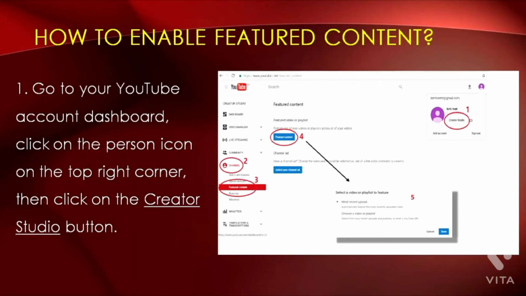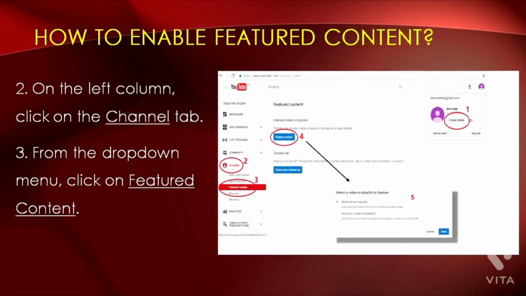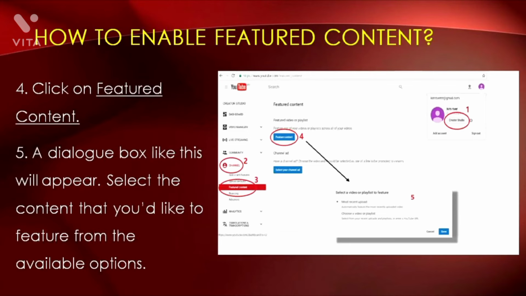Now let me show you how to enable featured content in your YouTube channel. First, go to your YouTube account dashboard, click on the person icon on the top right corner, then click on the Creator Studio button. Second, on the left column, click on the Channel tab. From the drop-down menu, click on Featured Content. Then select Featured Content. A dialog box like this will appear.